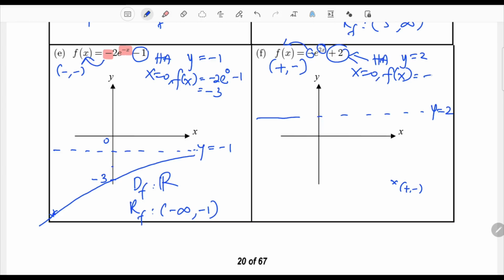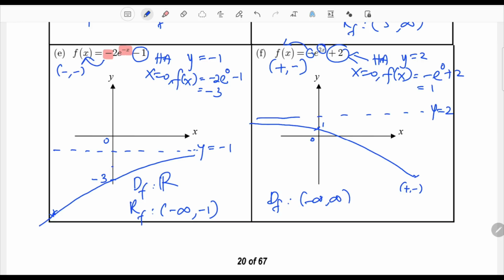So you get negative e to the 0 plus 2, so you get 1. Okay, this is your 1. So the graph will look something like this. This is your 1. This is your 0. So the domain of f will be negative infinity to infinity.